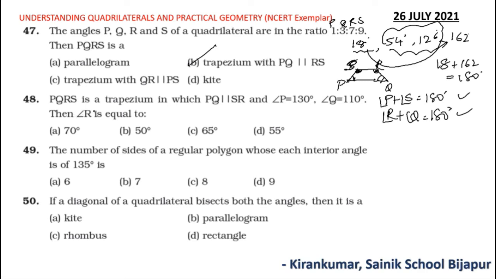Question 48. PQRS is a trapezium in which PQ is parallel to SR. Angle P is 130 degrees, angle Q is 110 degrees, then angle R is equal to. I'll give these 3 questions as homework. You can try this at home.